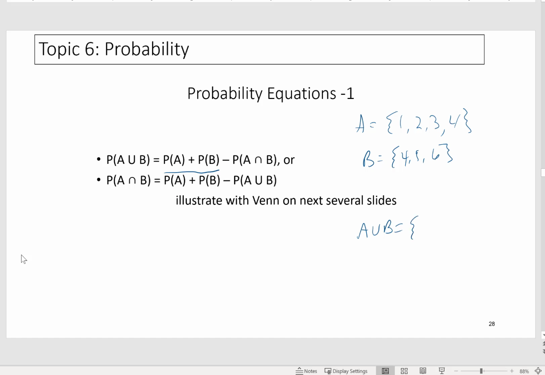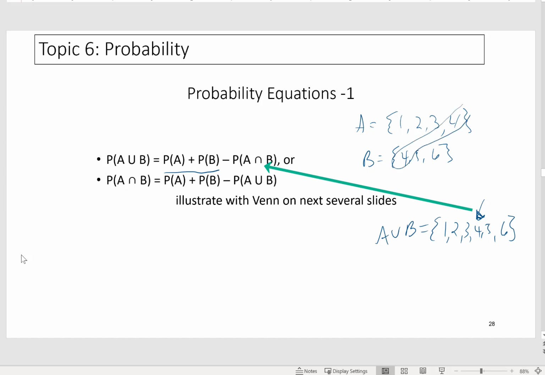Well, A has a 1, a 2, and a 3. A and B both have 4, but I don't write it twice. I only write it once, and then a 5 and a 6. So I can't count that 4 twice. So how does that deal with probability? Well, since 4 could have been counted twice, I've got to subtract that off when dealing with the probability. And let's see how this is done.